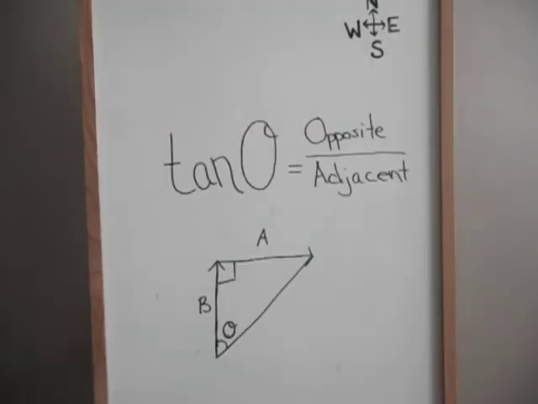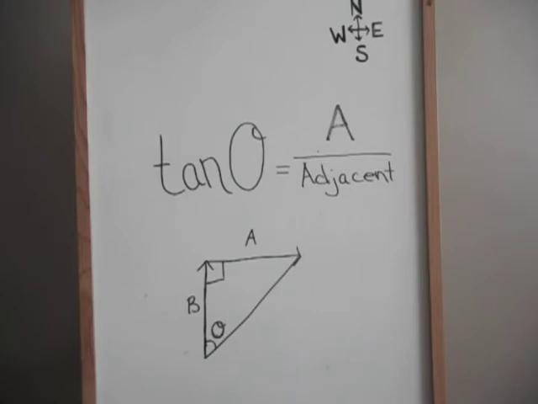To solve for this equation, you will first need to know which angle you are solving for. In this case, theta will represent the angle that we are solving for. You must know that the tangent of the angle that you are solving for is equivalent to the length of the side that is opposite from the angle divided by the length of the side that is adjacent to the angle. In this case, the side that is opposite to the angle is side A. The side that is adjacent to this angle is side B.